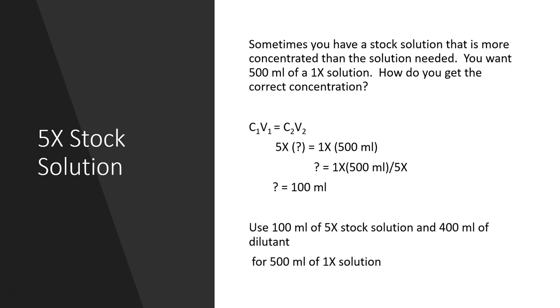In this case, it tells me that I would need 100 ml of the 5x stock solution. And that makes sense because it was 5 times concentrated. So I would take 100 ml of the stock and then add it to 400 ml of my diluent to get my 1x working concentration of solution.